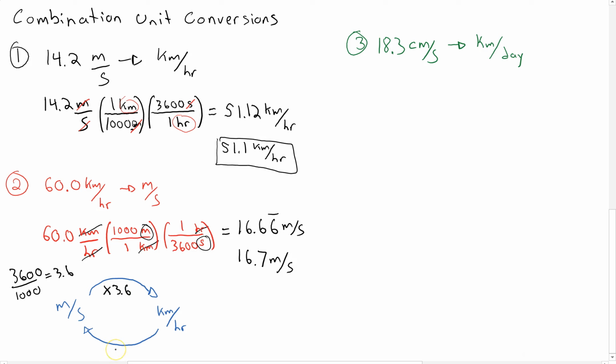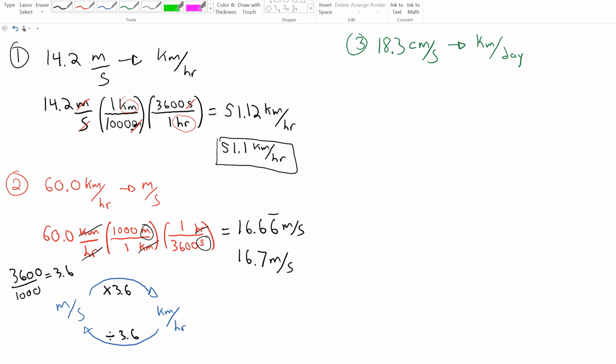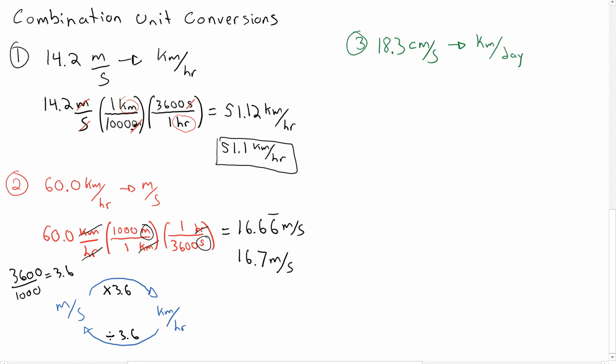And in the reverse, here we had 1,000 divided by 3,600. So to go from kilometers per hour to meters per second, you divide by 3.6. But again, this shortcut only works between meters per second and kilometers per hour. So I intentionally included a question that is different. Centimeters per second to kilometers per day. Now, here we're going to set it up the exact same way.